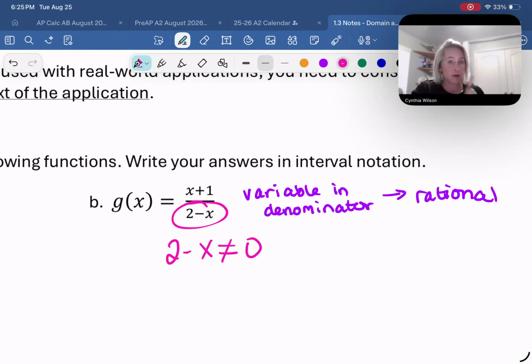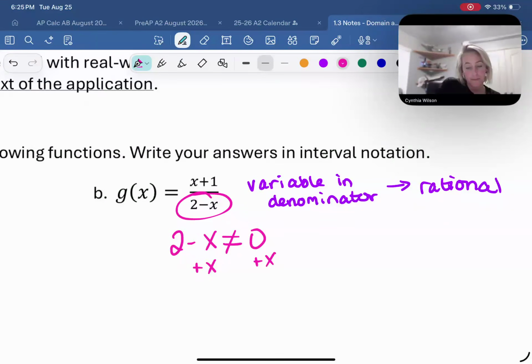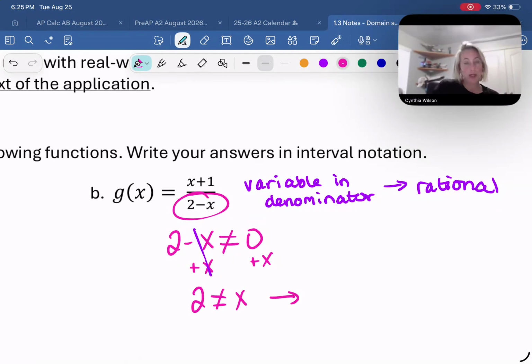All right. So my first instinct here, and you can do this in a couple of different ways. If I can, I want to keep that x positive. Right now it's negative. So I'm going to add it. But what you do to one side, you do to the other. So negative x plus x cancels out. It's a 0 now. So I have 2 not equal to x, which I can reflect, excuse me, and say x not equal to 2.